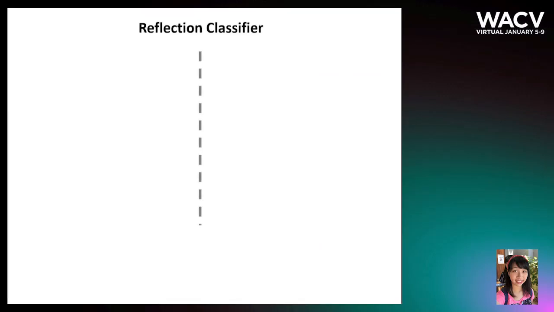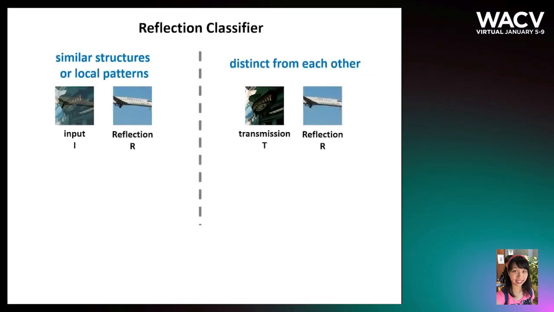Our second extension, reflection classifier, provides more constraints and objectives to further improve the model learning. The basic intuition behind the design of our reflection classifier is that, as I is an image contaminated by the reflection R, there should exist some structures or local patterns in I that are similar to the ones shown in R. By contrast, the transmission layer T and reflection layer R are typically distinct from each other, so there should be no repeated patterns shared across T and R.